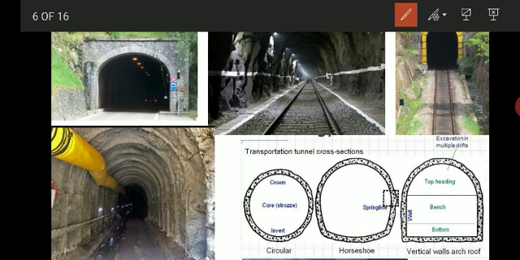Then what are the applications of tunnel? Tunnel is used for various purposes like transportation of materials, goods, vehicles. It is also used for carrying water for power generation. Then they are also used for oil, sewage and gas transportation from one place to another place. So these are some of the applications or advantages of tunnel.